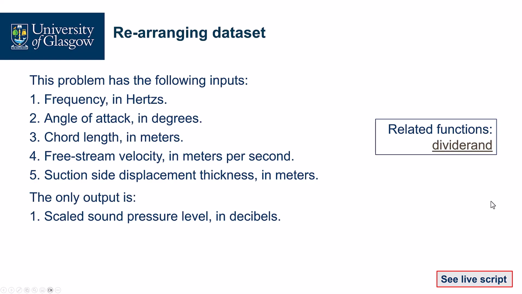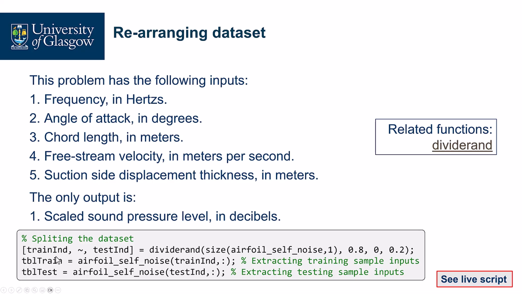Then we will arrange the data set into training and test sets. Here we introduce a new function called dividerand. Normally we can divide the data set into the training set, the validation set, and the test set, right? More details you can see through this hyperlink. Here, to make it simple, I only make the training data and the test data using this function. So I get the training set and the test set. You can see the live script.